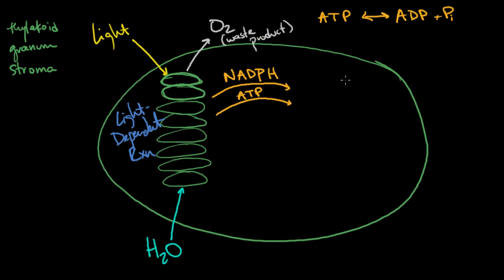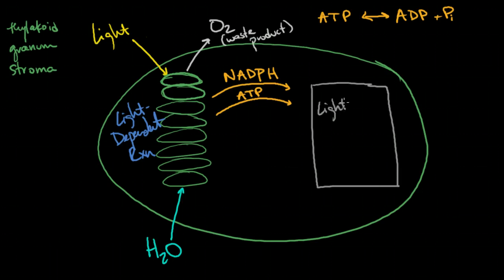And then what happens here in the stroma? There's a series of reactions. It's a cycle. I don't want to give you too much of a drawing because we're going to learn it later. I'm just going to put it as a box, and we're going to call this the light-independent reaction, also known as the Calvin cycle.